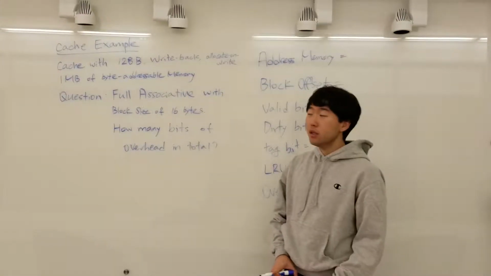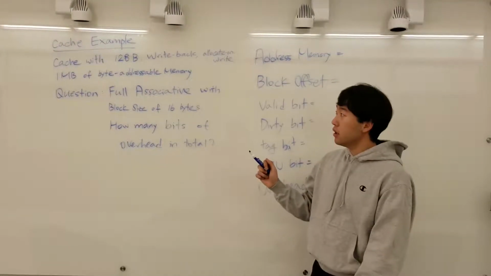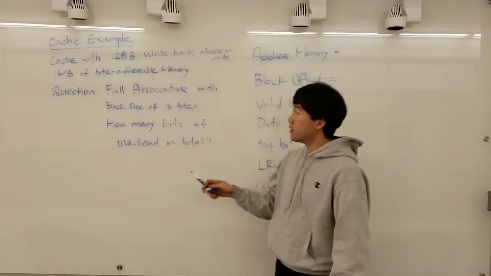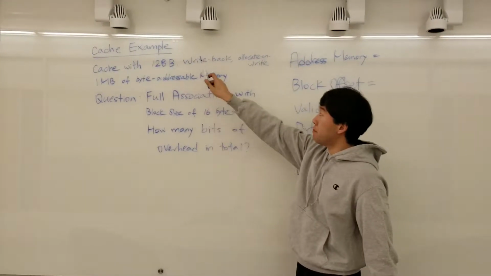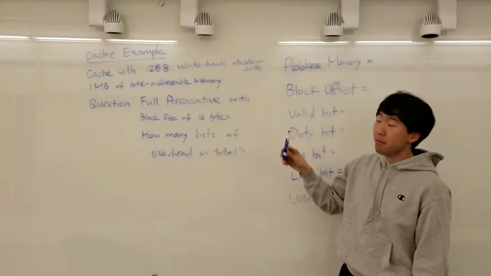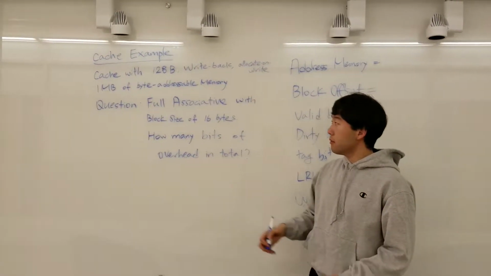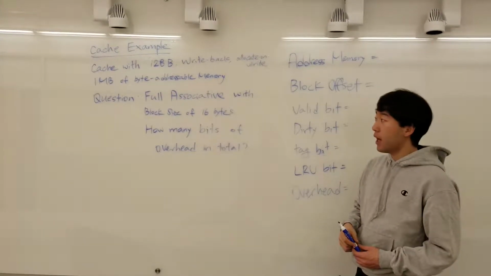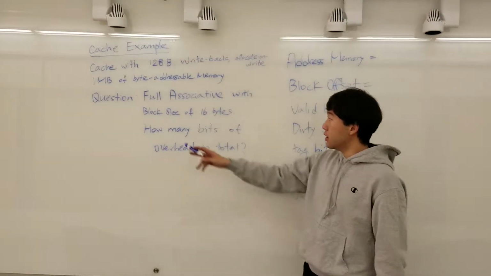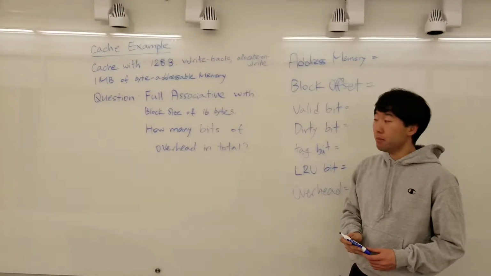So today we will learn about cache with the question on the board. The question says the cache is 128 bytes and it has the write back policy and allocate on write. It also has 1 megabyte of byte addressable memory. And then the question asks us to calculate the fully associative cache with a block size of 16 bytes.